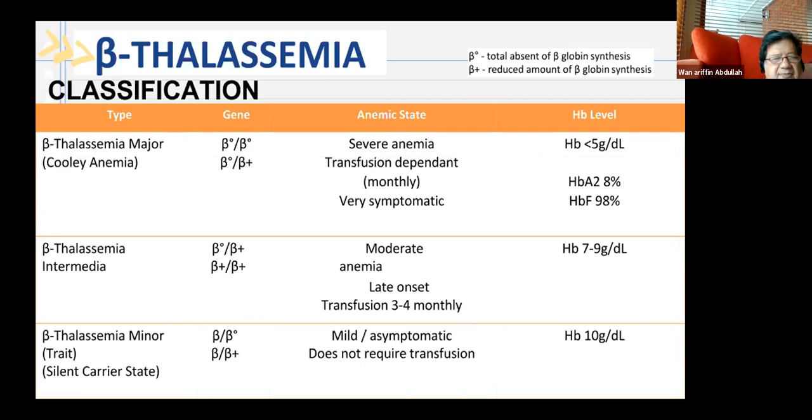I think there are more than 3 dozen types of mutation in beta thalassemia. So some mutations are much more severe than others.